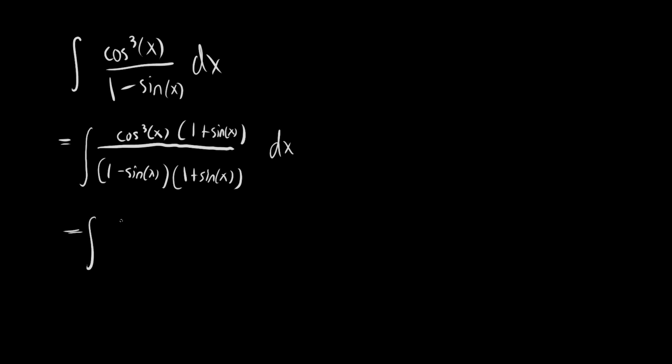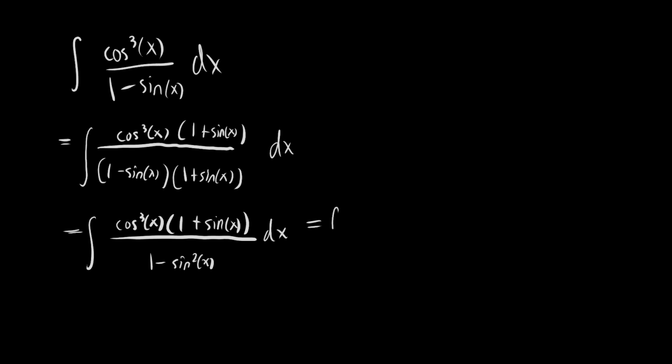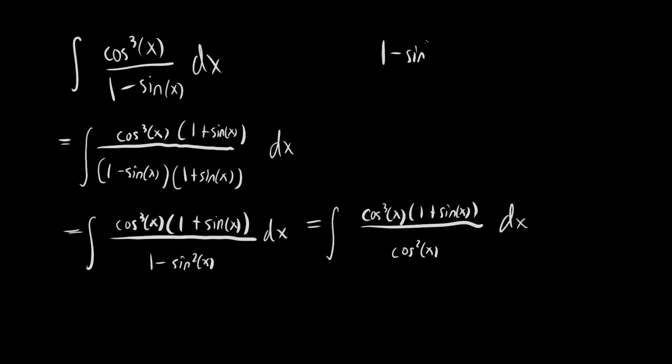Now this is going to become the integral of cos cubed of x times 1 plus sine of x, divided by 1 minus sine squared of x dx. This becomes the integral of cos cubed of x times 1 plus sine of x divided by cos squared of x dx. Why is that? Well, 1 minus sine squared of x is equal to cos squared of x because 1 is equal to sine squared of x plus cos squared of x. So you can see how these two are related.